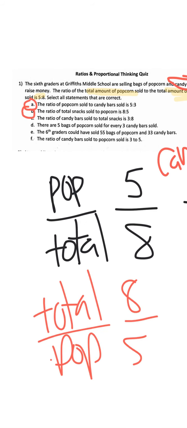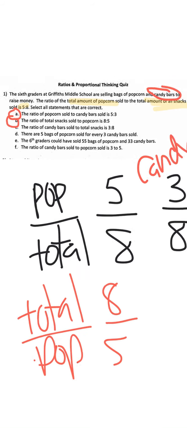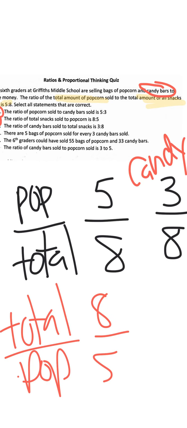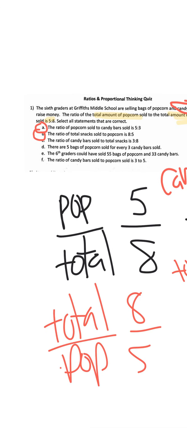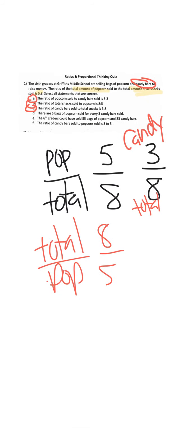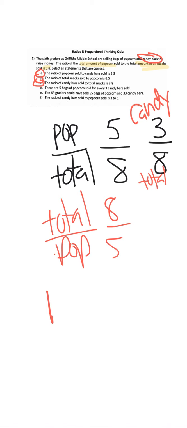Now the ratio of candy bars sold to total snacks is 3 to 8. And we talked about it over here already. That means 3 to 8. This is total right here. And so that's also correct. This next one says there are 5 bags of popcorn for every 3 candy bars sold. So now it's doing a ratio of them together. So let's see what it says first.